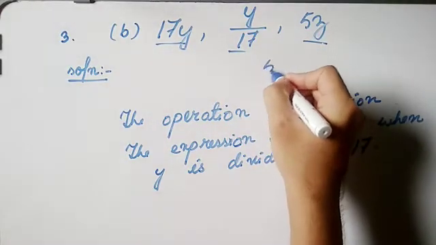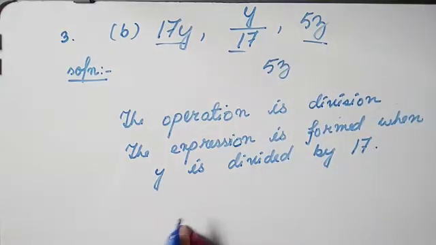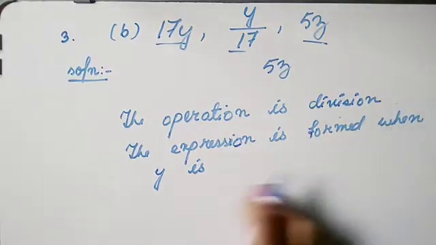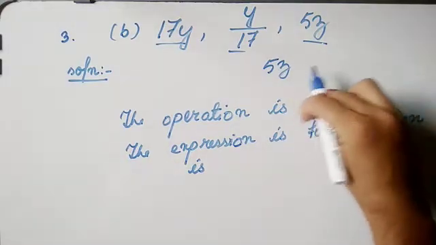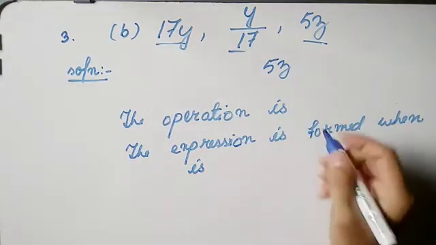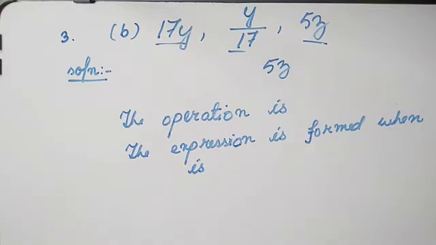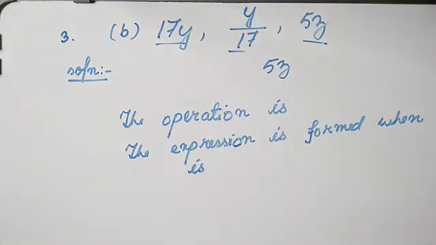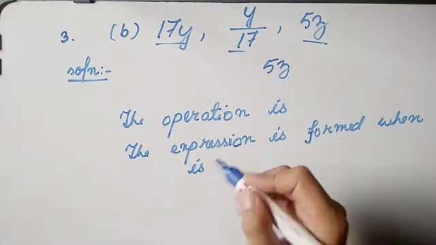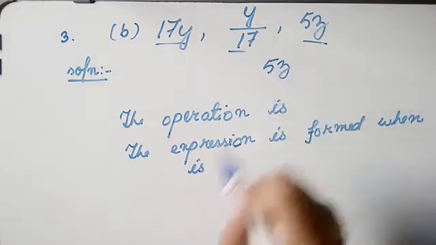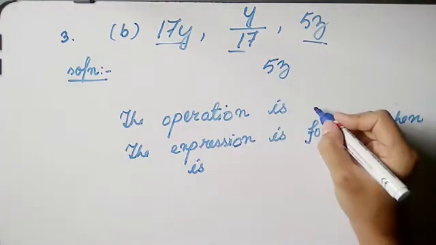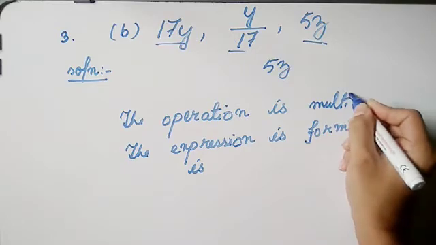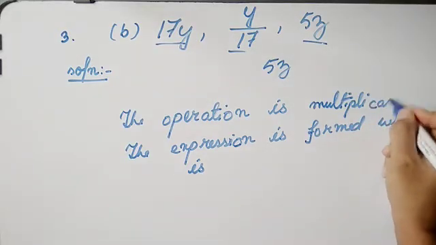Our last expression is 5z. So this also, first of all, we have to find the kind of operation used, right? As we can see from this expression, we cannot see any operation. There is no visible operation between your variable and the number, right? So in such a case, we must know that there is multiplication. Understood? So the operation is multiplication.